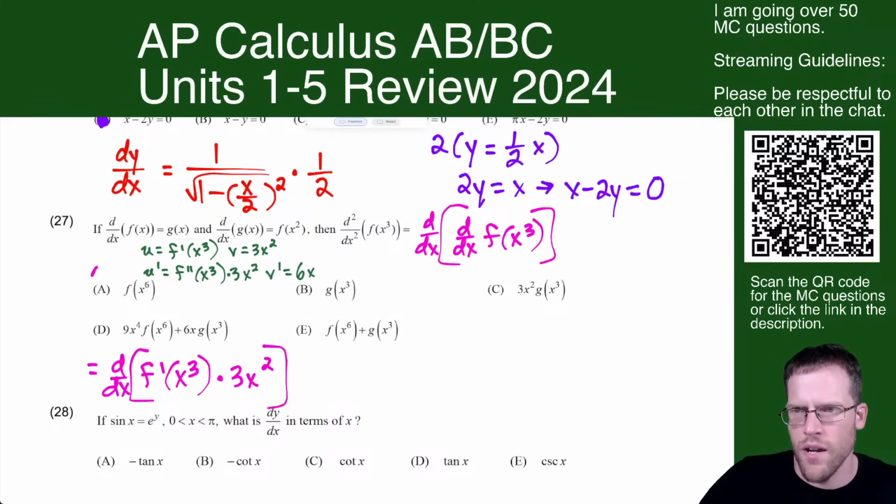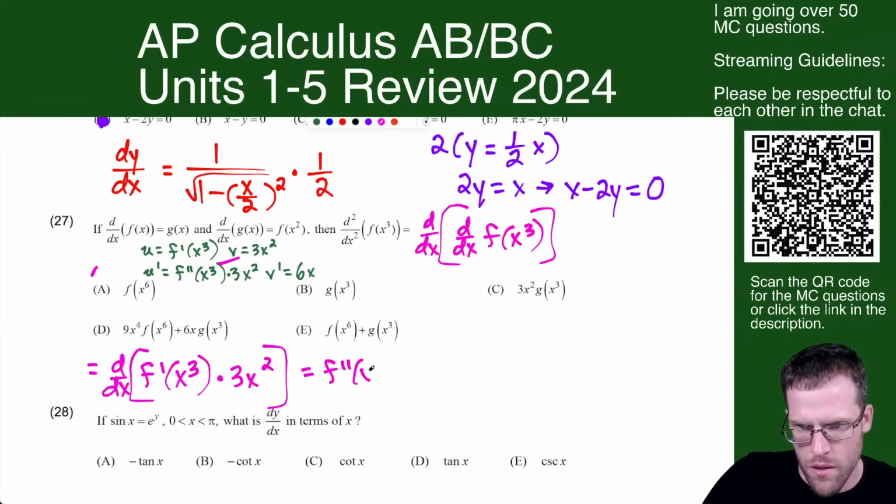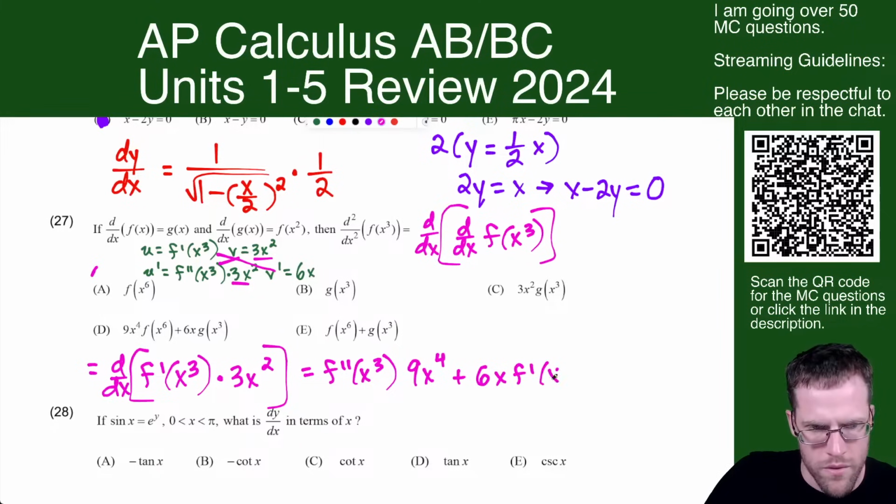So now when I derive this stuff that I have written in pink, you see how we're doing u prime v. So I'm doing f double prime of x to the third times 3x squared times 3x squared. See, I'm doing this times this. It's going to give us 9x to the 4. And now plus, I'm multiplying these two. I have 6x times f prime of x cubed.